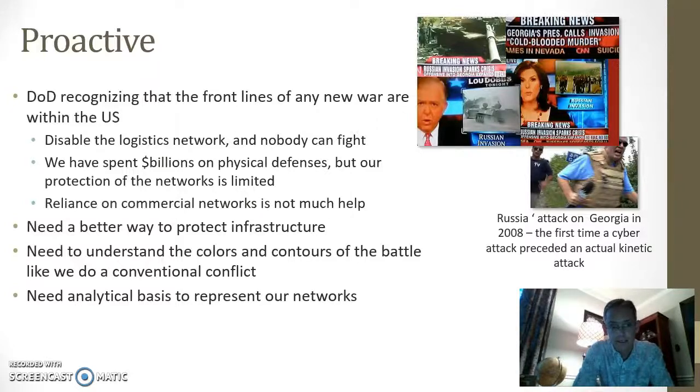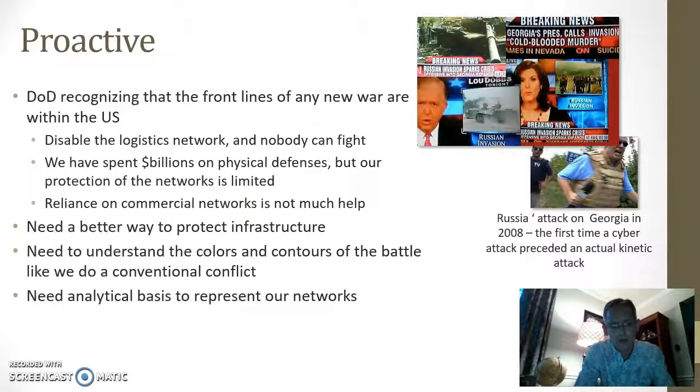We have to recognize, and the Department of Defense is recognizing, that the front lines of any of these new wars are going to be cyber. The reality is, we talk. I'm here in St. Louis. We're right by Scott Air Force Base, and that's like the front lines really of any major conflict. The first thing that anyone's going to do is try to disable the logistics network at Scott Air Force Base, because if you can do that, then you can shut down our ability to respond to anything. And that's kind of the reality.